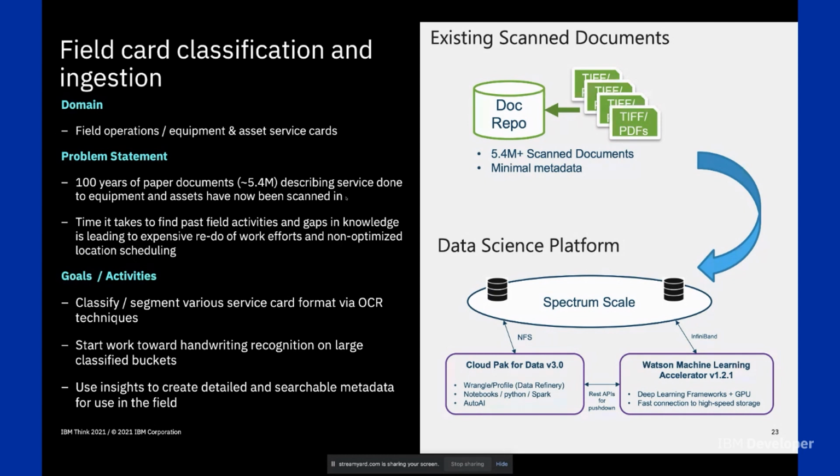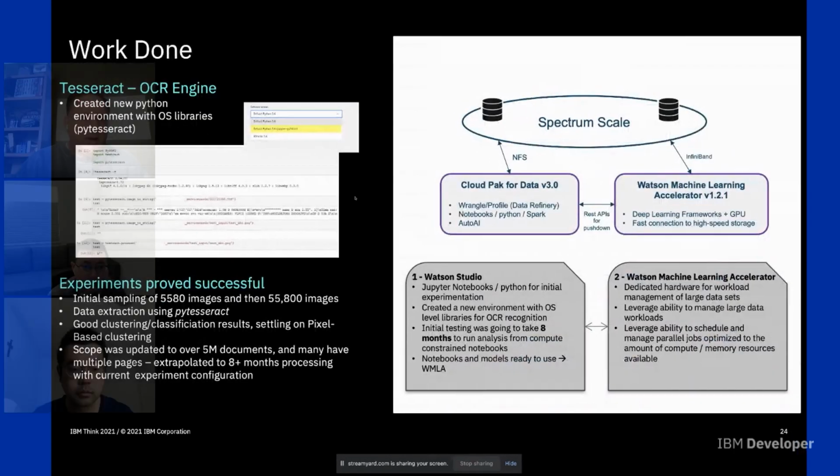All right, so all this was once again done. This is the exact same configuration. This is the value of having that integrated platform. And so we were able to take all those documents that are currently in a doc repository with minimal metadata, and copy those over into Spectrum Scale for high speed, easy access by Cloud Pak for Data and Watson Machine Learning Accelerator. And so with those documents all copied over, our data scientists worked directly with the data scientists from the customer. And here's some of the work that was done.